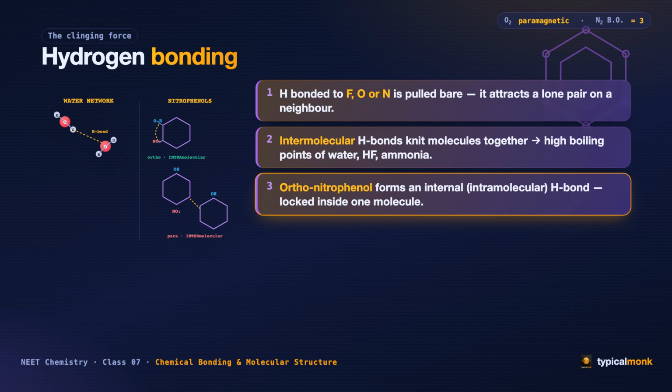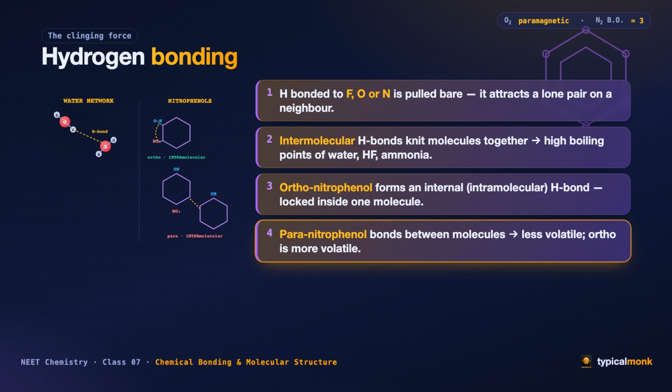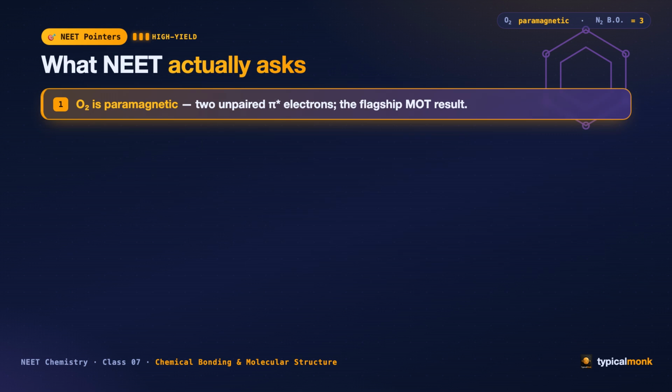But hydrogen bonds can also fold inside a single molecule. Look at orthonitrophenol. Its hydroxyl group and its nitro group sit right next to each other. So the hydrogen bond closes up inside the one molecule. We call that intramolecular. Now compare it with paranitrophenol, where the two groups sit far apart on opposite ends. There, the hydrogen bond must reach across to other molecules. It is intermolecular, so paranitrophenol clings to its neighbors and is far less volatile. Ortho, locked up inside itself, escapes more easily. Orthonitrophenol is more volatile.